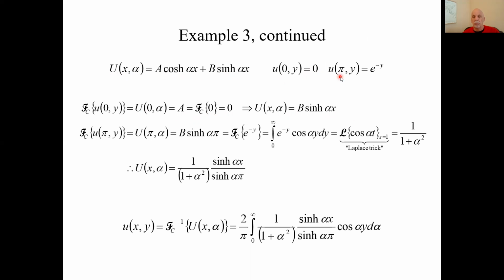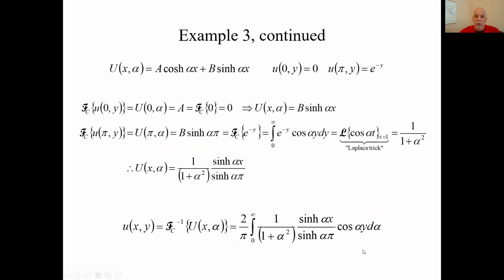Now we'll take that solution and plug in pi for x. This side, B sin alpha pi. Big U with the argument of pi for x has to equal the cosine transform of this. Plug that into the definition of the cosine transform, and it's this. So we have to evaluate this integral. I use the Laplace trick, and here it is. So B equals this divided by sin alpha pi. Plug it back into here. Here is the cosine transform of the solution we want. To get the solution itself, we just take the inverse cosine transform. There it is.